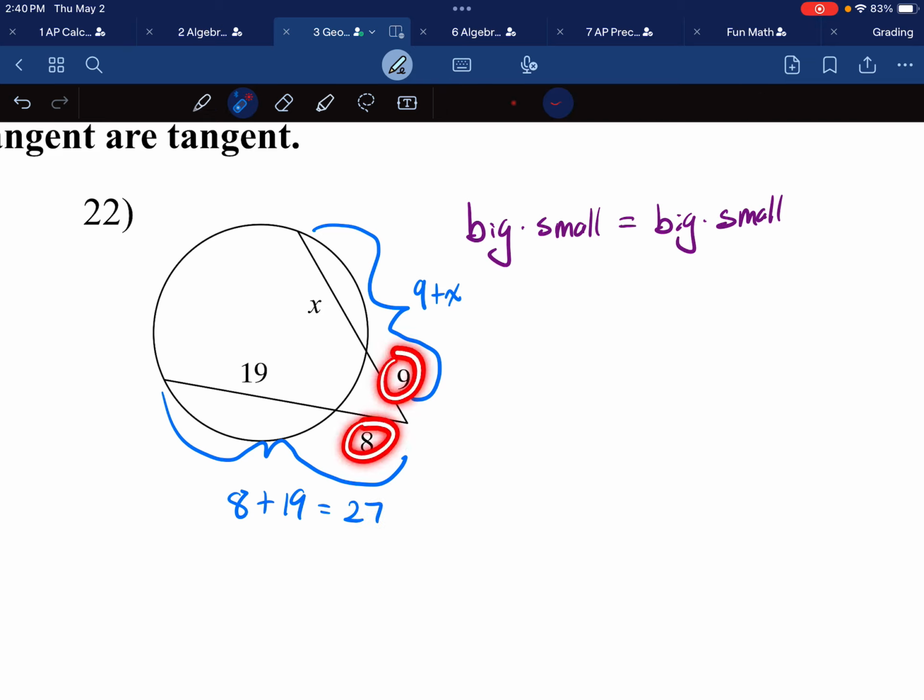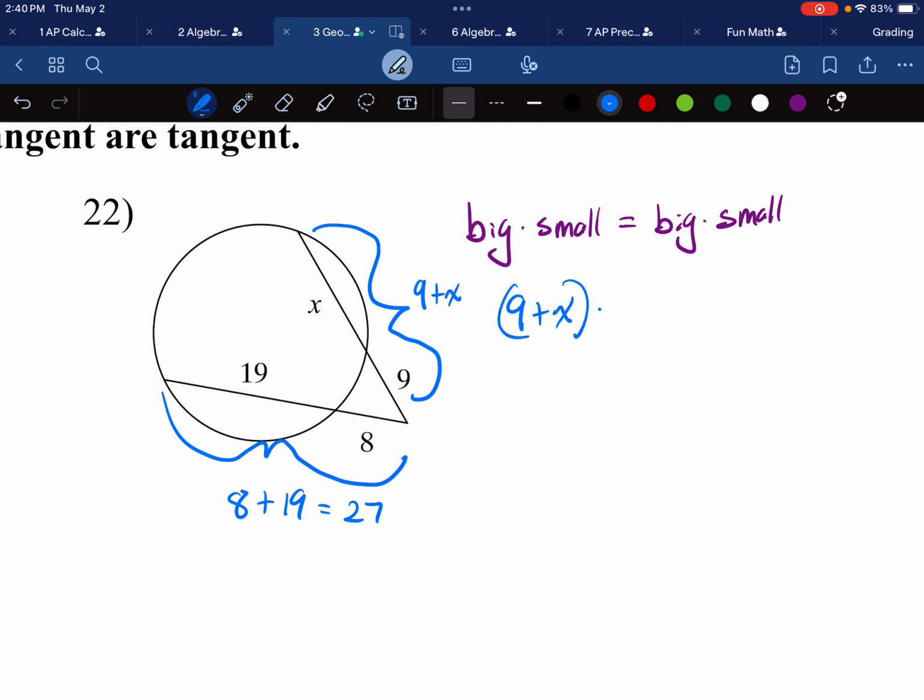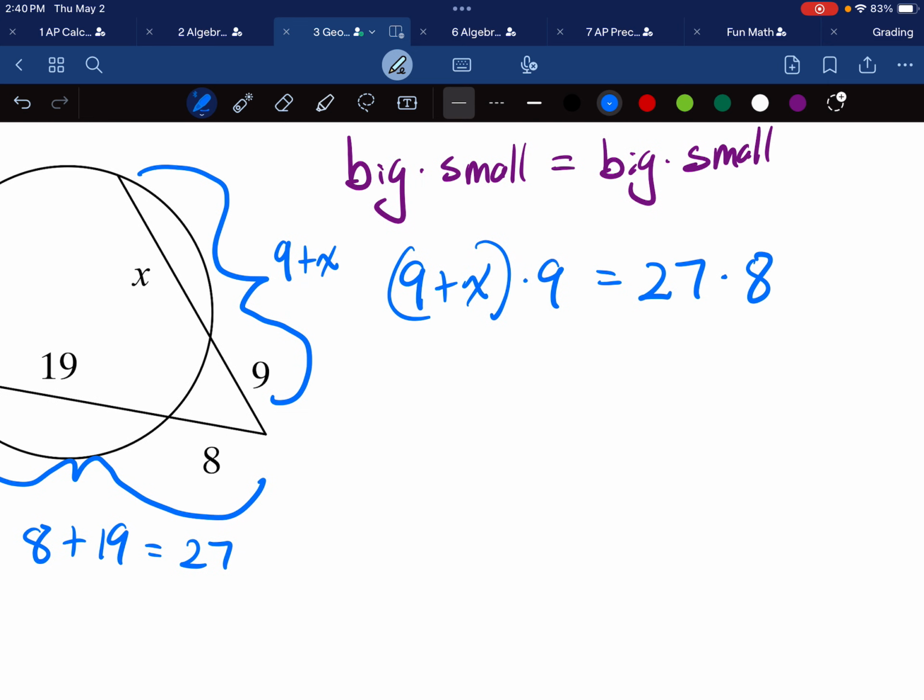And the small is just the 9 and 8. These are not considered the small. The small has to be part of the angle. So the angle starts down here. It has to at least have some part of that. That's the small. So if I'm doing my formula, big is 9 plus x, and that's being multiplied by the small, 9. That's going to be equal to the big, which is 27, times the small, which is 8. All right, so how do we do this?